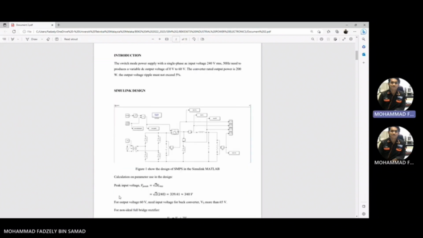This assignment was designed based on a few criteria: 240 volt RMS with 50 Hz to produce a DC output of 0 volt to 60 volt by using a converter rated at power 200 watt. And our output voltage ripple must not exceed 5%. Now, let's see how we calculate its parameters using theoretical calculation.